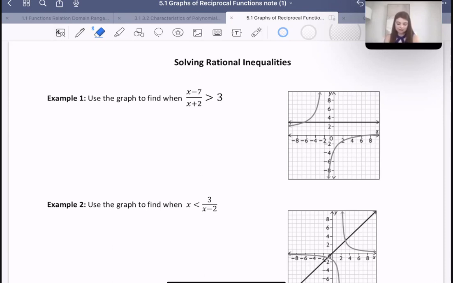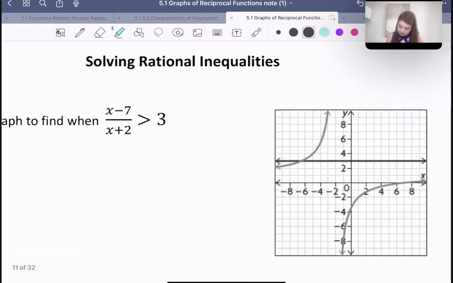It says, use the graph to find when (x - 7)/(x + 2) is greater than 3. Okay, so where is it greater than 3? Well, here's where it's equal to 3, here's this 3 line. Where is it greater than this line of y equals 3? Don't get this mixed up. This line here is not an asymptote line. This is a line showing where 3 is, so that we can easily see where this graph is greater than 3. So everywhere above this line, all of this space, it's greater than 3.